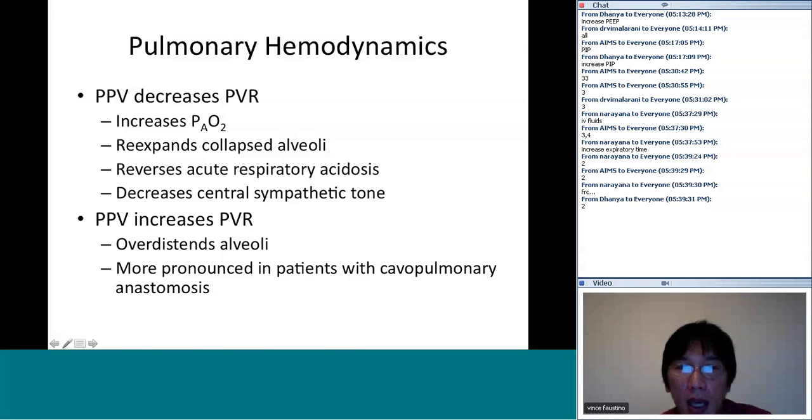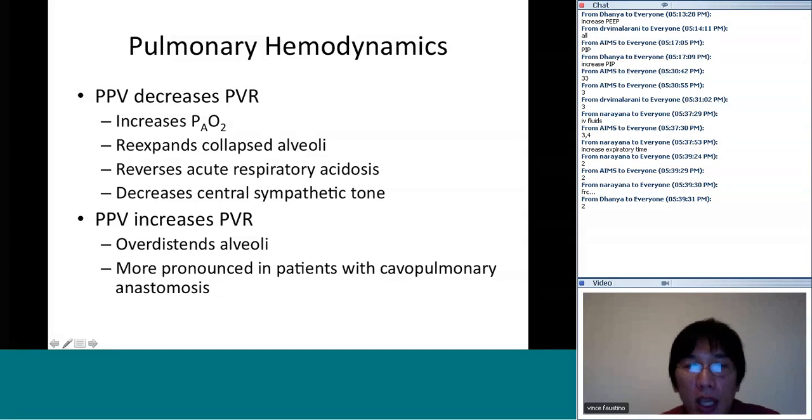And then with positive pressure ventilation, you can actually improve respiratory acidosis. And as you know, acidosis increases PVR. So if you correct your acidosis, then your PVR decreases. And then there's also some effect in your central sympathetic tone, but this is not well documented.